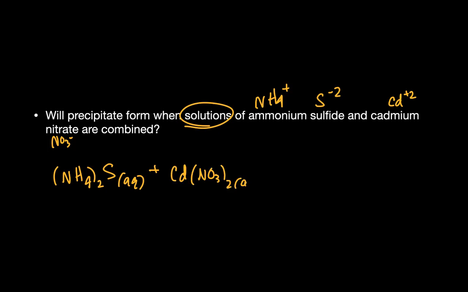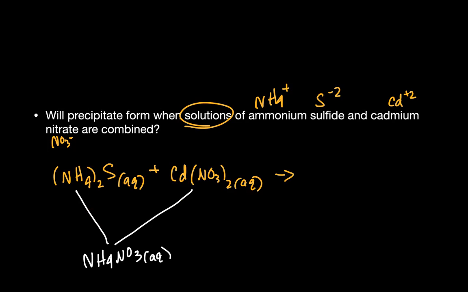Cd(NO3)2, again aqueous. So your 4 ions that are possible to mix and match, we have ammonium with nitrate, and both ammonium from rule number 1 and nitrate from rule number 2 are soluble. So ammonium nitrate is also going to be aqueous. So that is not a possibility.